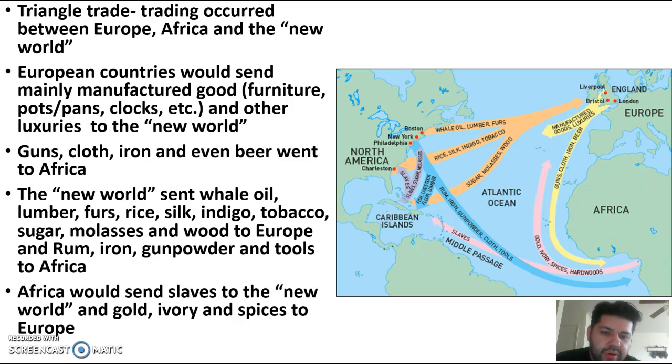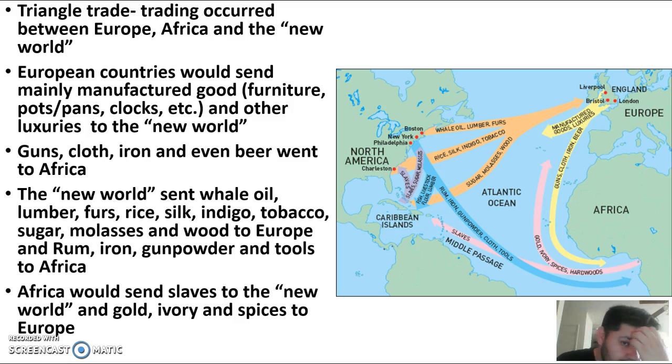Now, the New World, they would supply different things. To the Africans, they would send rum, iron, gunpowder, cloth, tools. To the Caribbean, they would send fish, livestock, flour, lumber, and to Europe, they would send whale oil, lumber, furs, rice, silk, tobacco. That was a huge one. Sugar, molasses, right from the Caribbean islands.